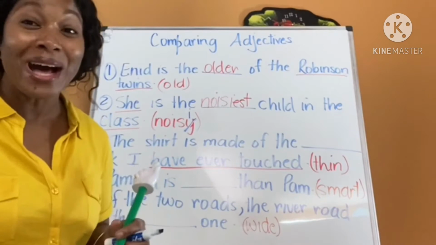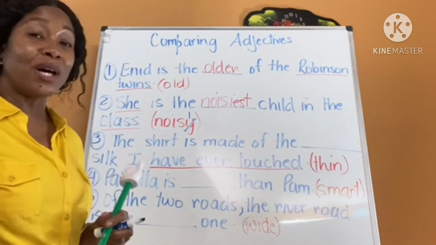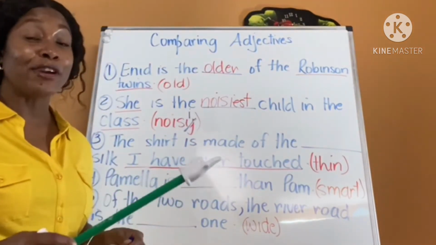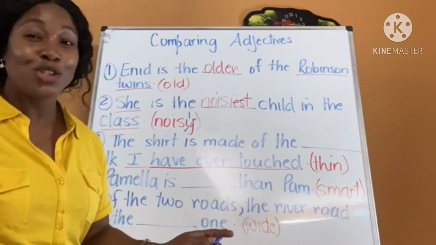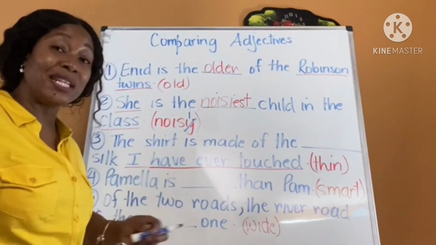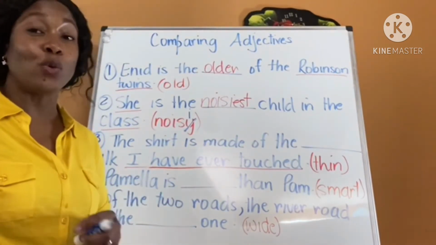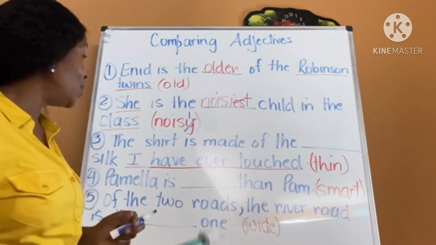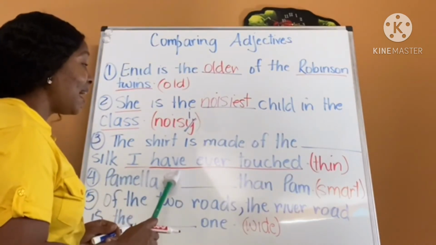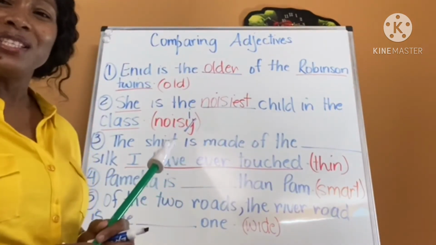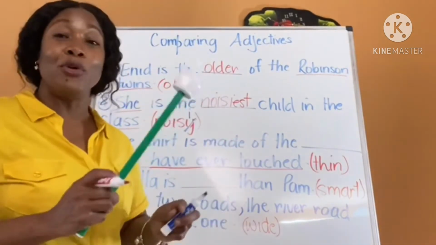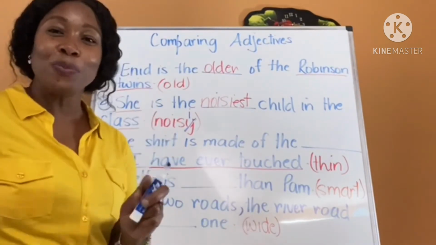Now, probably you have never touched silk, but if it says I have ever touched, it is comparing to way more than 2. So don't tell yourself, oh, I have never touched silk. But in the sentence, when it's written like that, they are referring to way more than 2. So the shirt is made of the thin silk I have ever touched. What degree of adjective do we need if it's comparing to a lot or more than 2? Yes, we need the superlative degree.